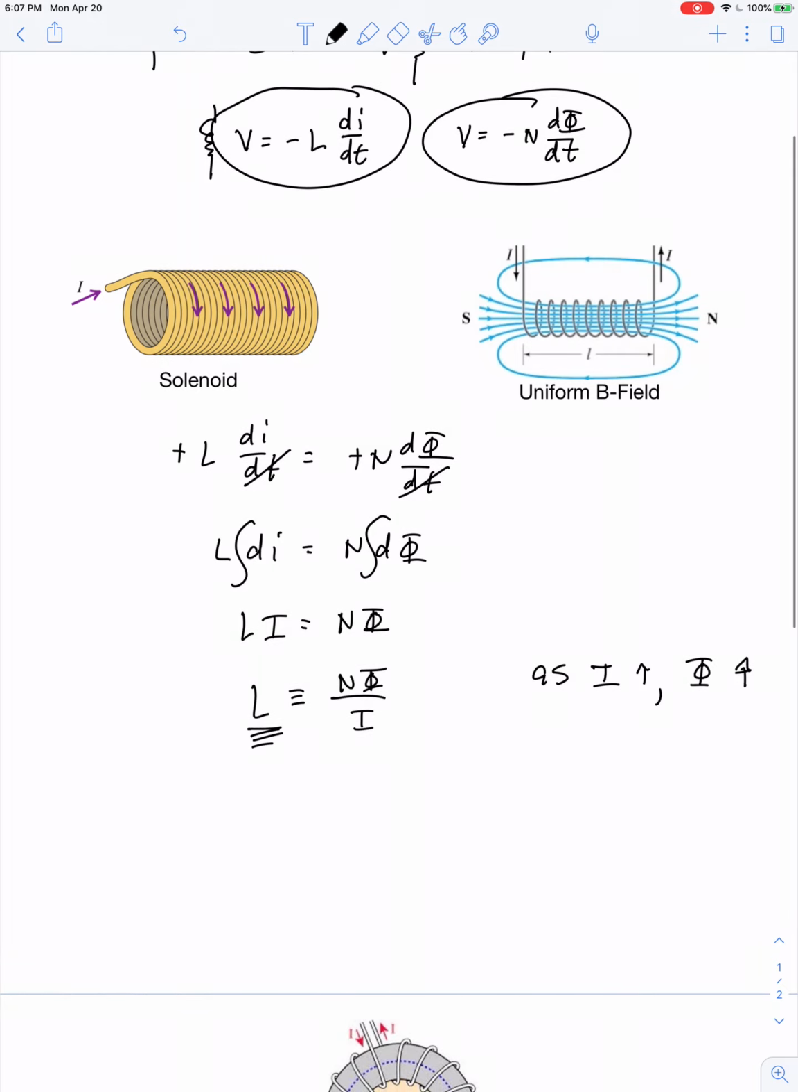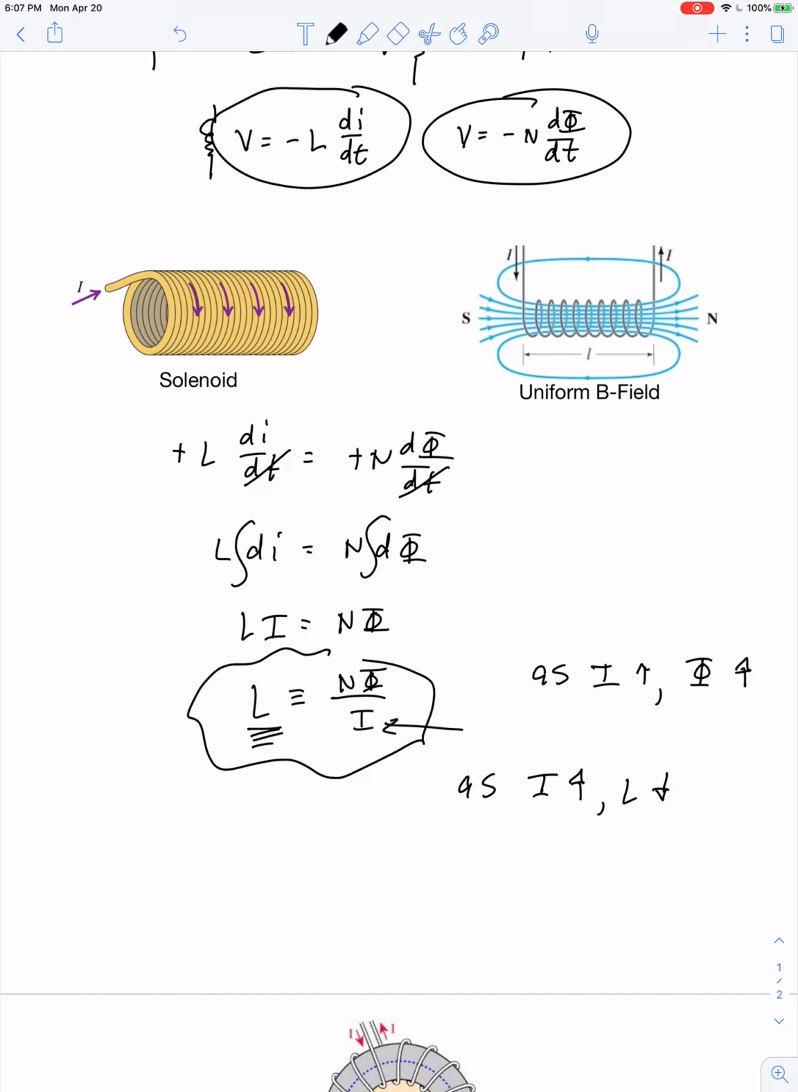So this equation might make you think that as current goes up, inductance goes down because the current is in the denominator of the equation. But that's not the case at all. As current goes up, then more and more magnetic field lines would appear in the solenoid. And so the solenoid has created its own flux. So as the current increases, the flux increases proportionally, and the inductance stays the same. As we found in a previous lesson, in fact, the inductance of a solenoid is equal to mu naught times n squared times the area divided by the length.